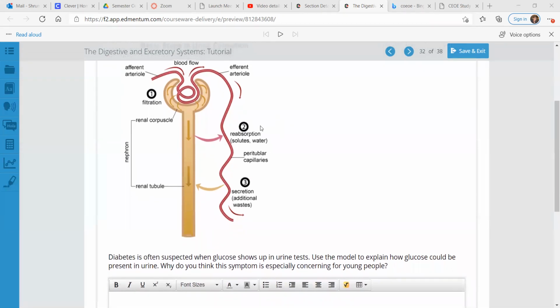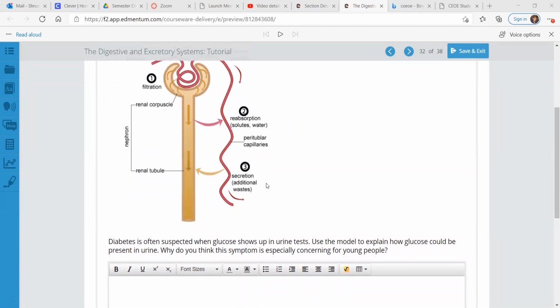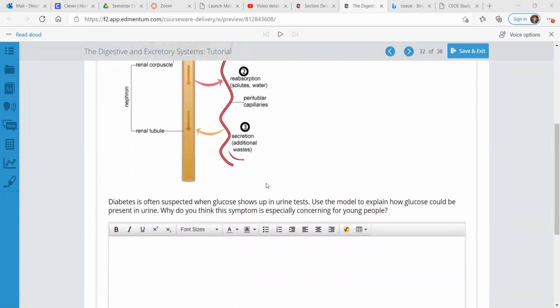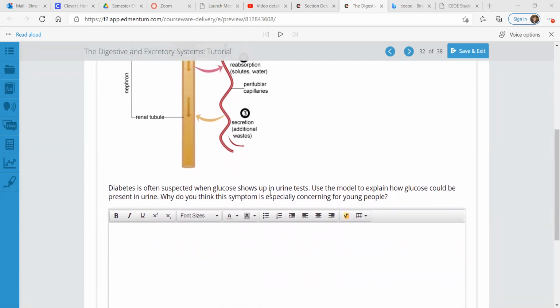Diabetes is often suspected when glucose shows up in urine tests. Use the model to explain how glucose could be present in urine. Why do you think this symptom is especially concerning for young people?